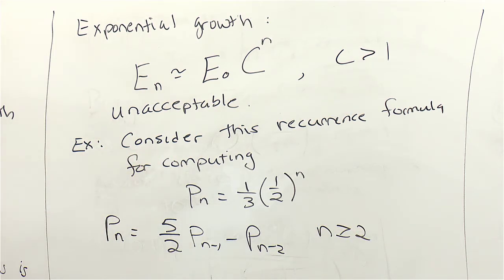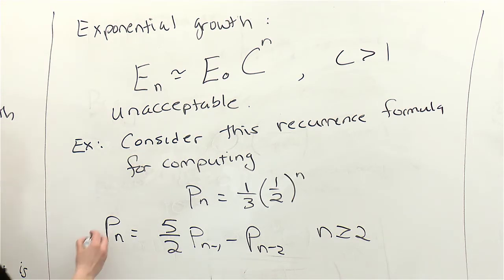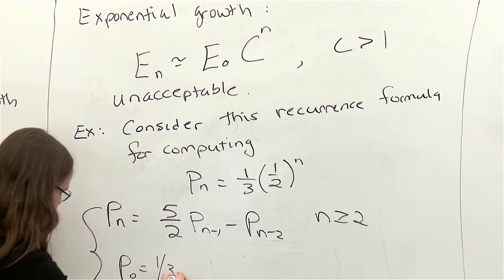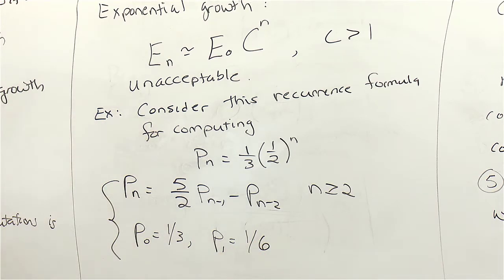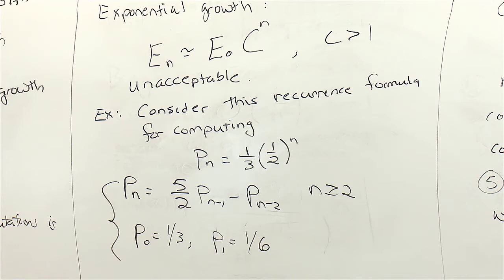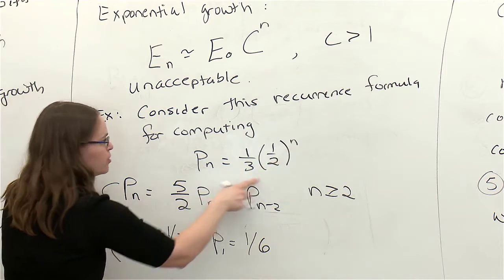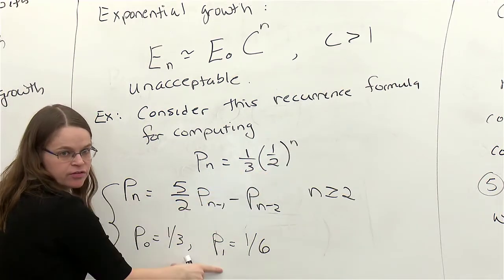And now, obviously, to kick this off, I need two values. So I'm going to give you a couple of values. P0 is equal to 1/3, and P1 is equal to 1/6. Okay, you can check these values work. With n equals 0, I get 1/3. With n equals 1, I get 1/6. So these initial values work.